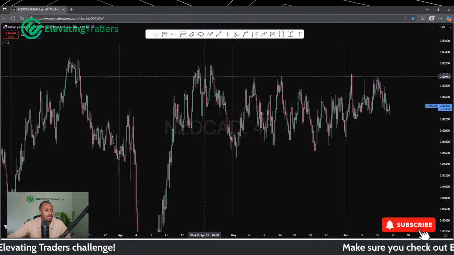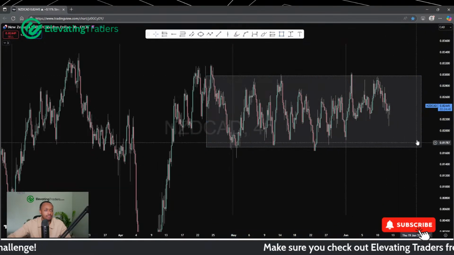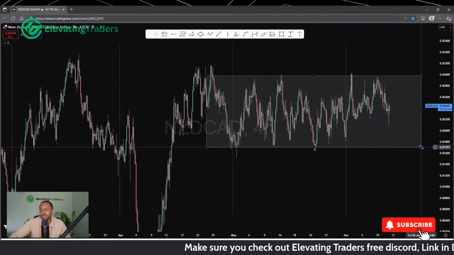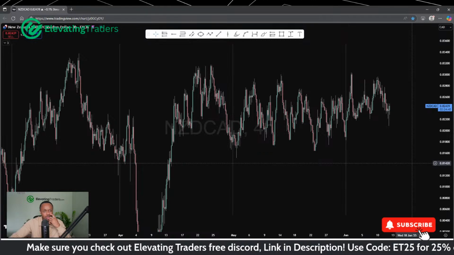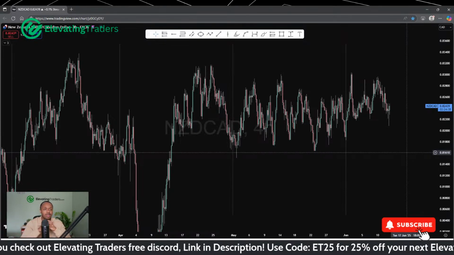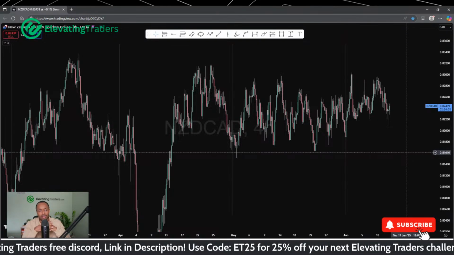Yeah, still within the range. Not a lot to say on that one either. So I'm getting a mixed bag, really. I'm getting a mixed bag from NZD. It's not overly weak. It's stronger against some other pairs.